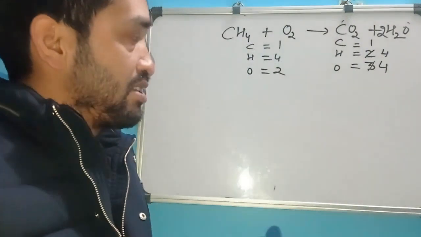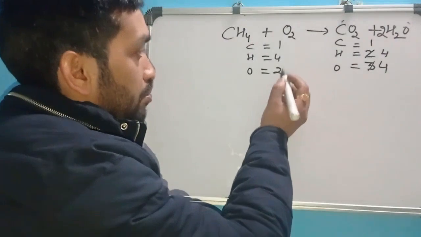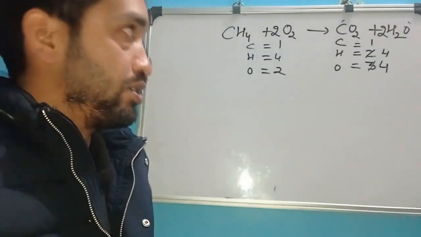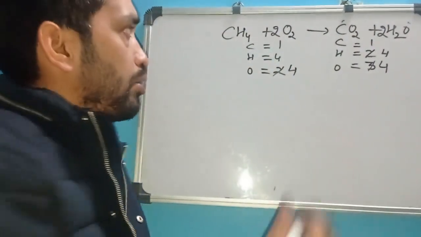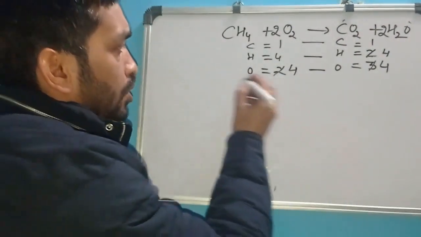Now, where is the lesser number? In the oxygen part, the lesser number is there. So what you have to do is make it 4, how? By adding 2 here. 2 molecules of oxygen. So now it will become 4. Now is it okay? It is okay. 1, 1, 4, 4, 4, 4. Okay.